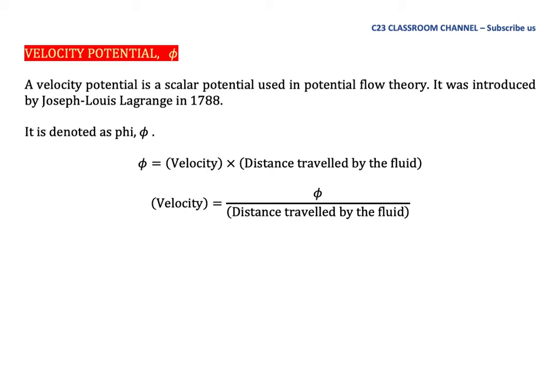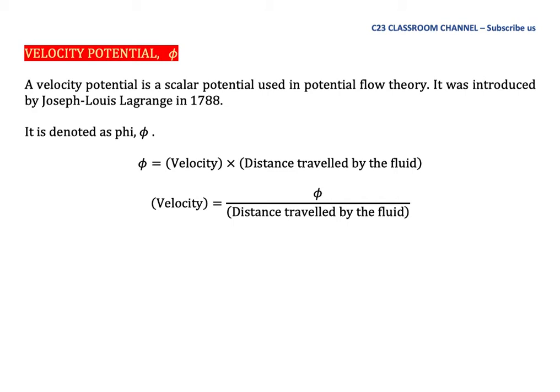Now we are going to discuss velocity potential, phi. A velocity potential is a scalar potential used in potential flow theory. It was introduced by Joseph Louis Lagrange in 1788. It is denoted as phi.